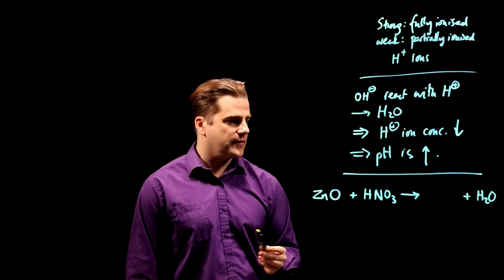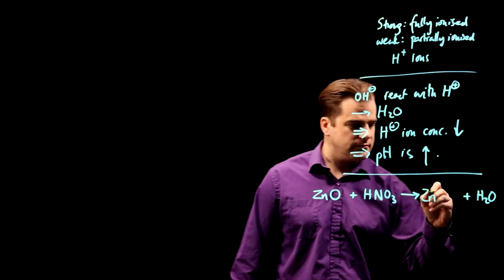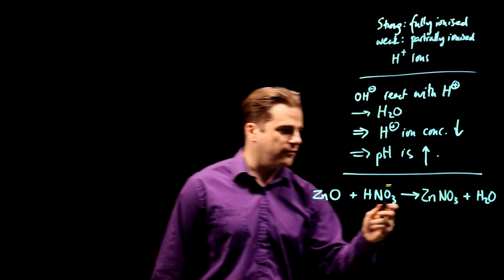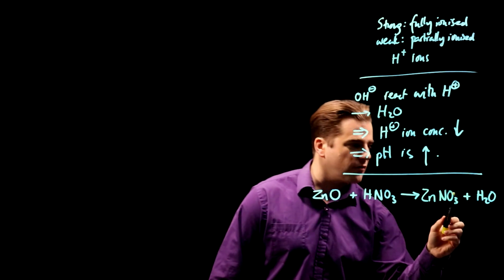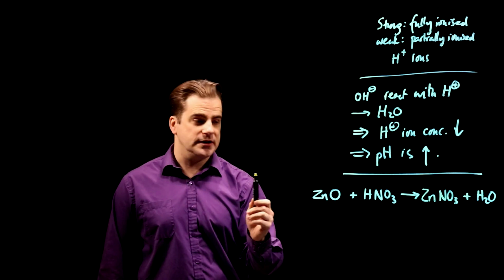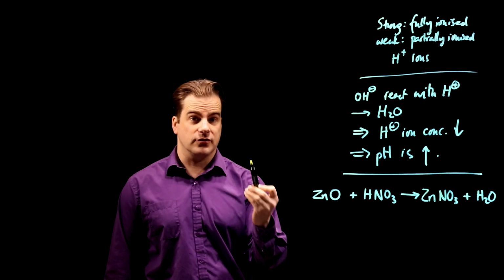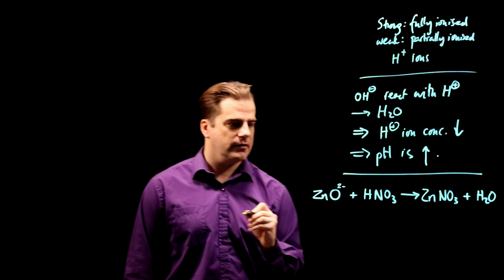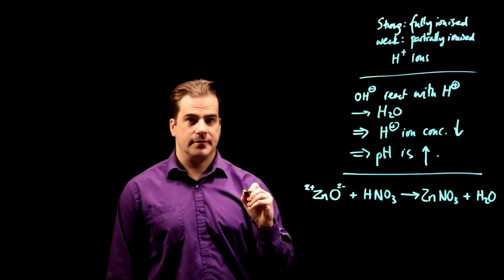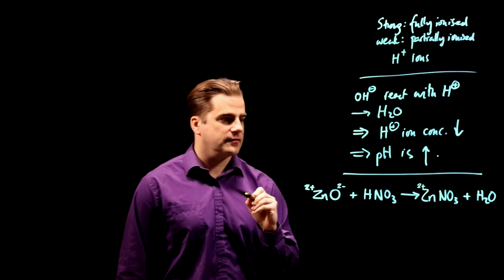Now what's the salt? Well, it's going to be zinc something. Nitrate. But hang on, we're not finished. We have to check that we have the right number of nitrates, okay? And we do that by using our knowledge about the charges on these things. Let's start with oxygen. You know oxygen is always 2-, okay? So for this to be balanced, the zinc must be 2+, right? Therefore this zinc is 2+, okay?